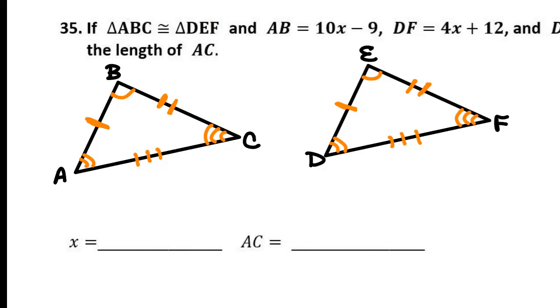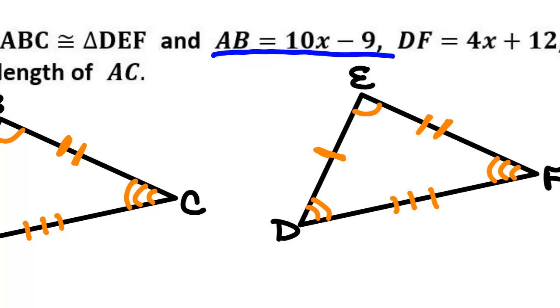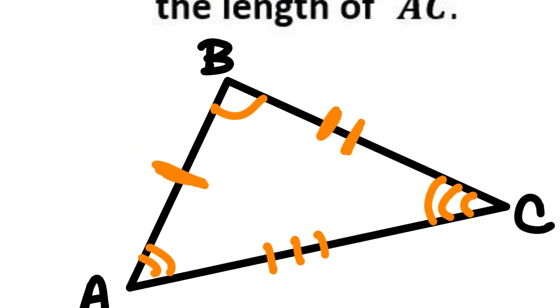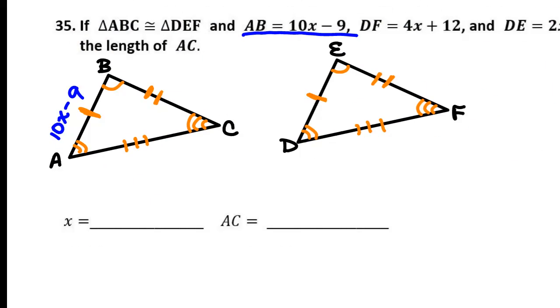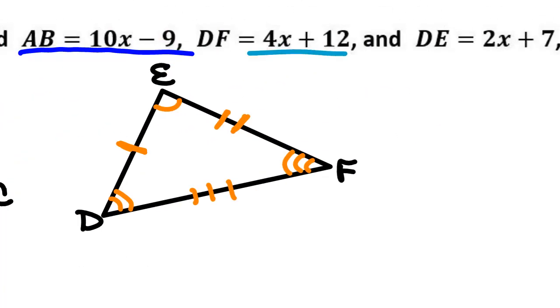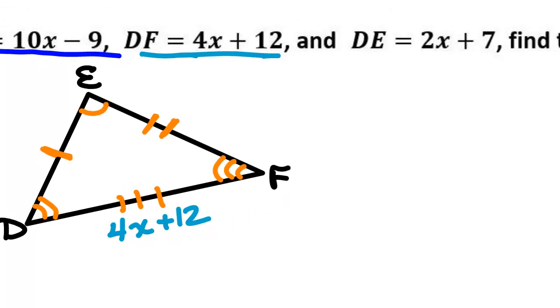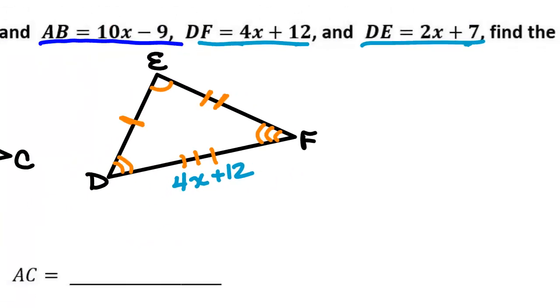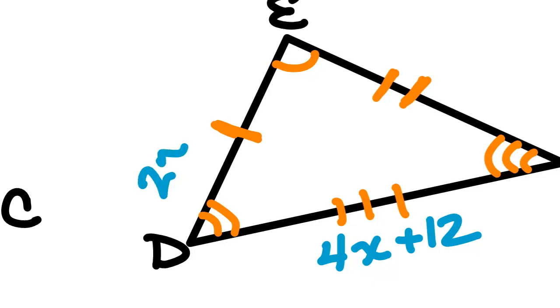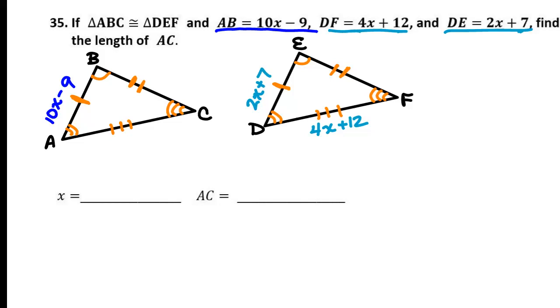Right, now I'm going to look at the information that they gave me. Segment AB is 10x minus 9. Segment DF is 4x plus 12. And segment DE is 2x plus 7. We need to find the value of x and the length of AC.